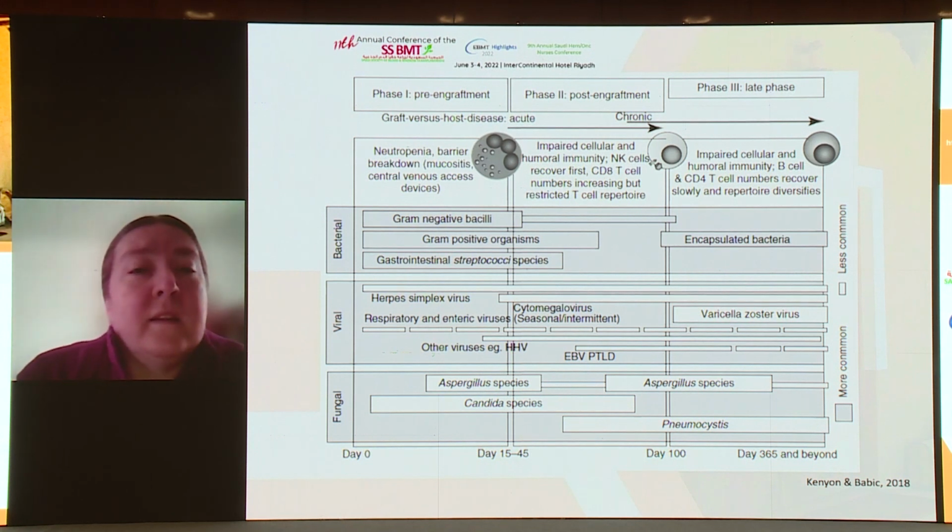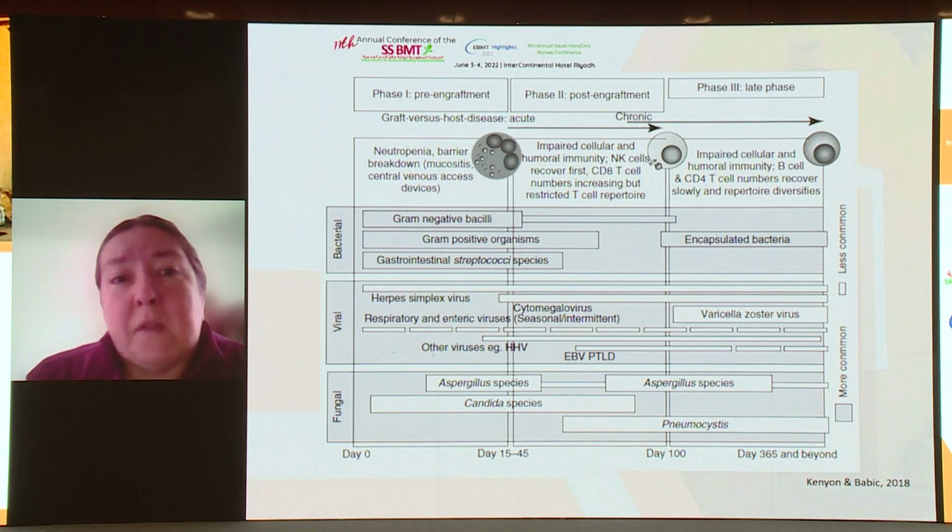In the pre-engraftment phase, we have neutropenia and the barrier breakdown due to the chemotherapy, as the mucositis appears most often in this time, and we have the central venous access devices during this phase, as we need them for the chemotherapy and the stem cell transplantation. So there we have the highest risk for infections.